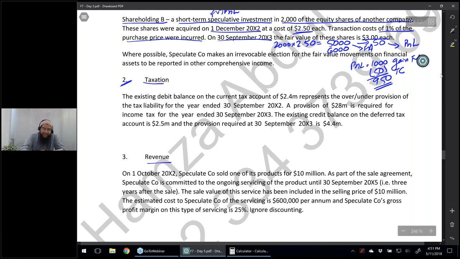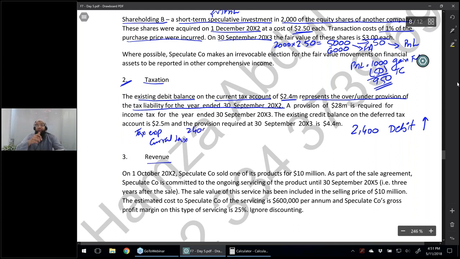The question says that the existing debit balance on the current tax account of 2.4 million represents an under provision of the tax liability for the year ended 30th September 2022. So a 2.4 million debit balance means this is an under provision relating to last year. So your entry is going to be current tax credit and tax expense debit. This will actually increase the tax expense: tax expense debit and current tax credit by 2,400.